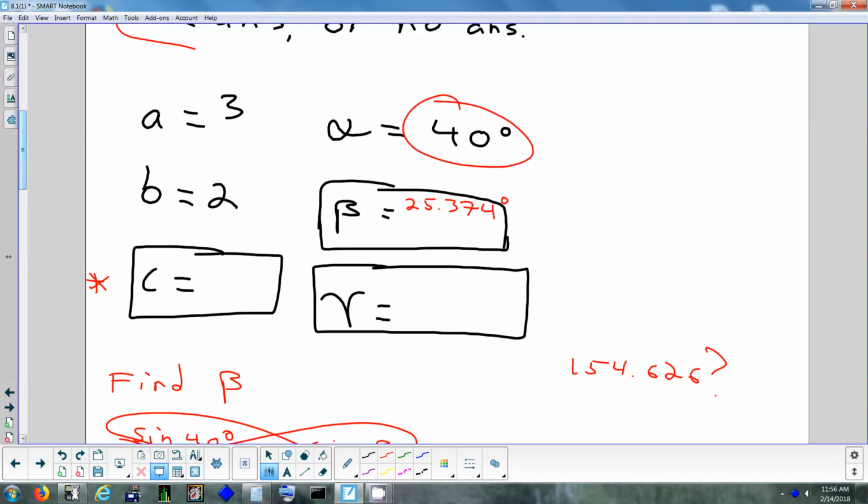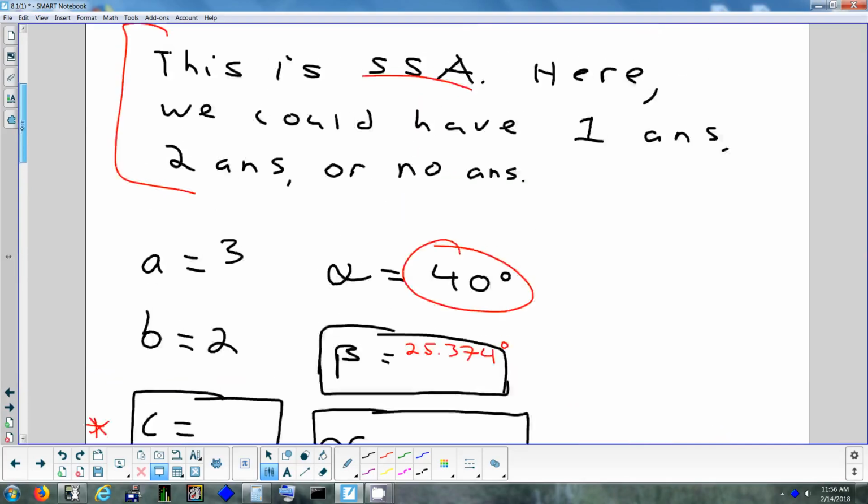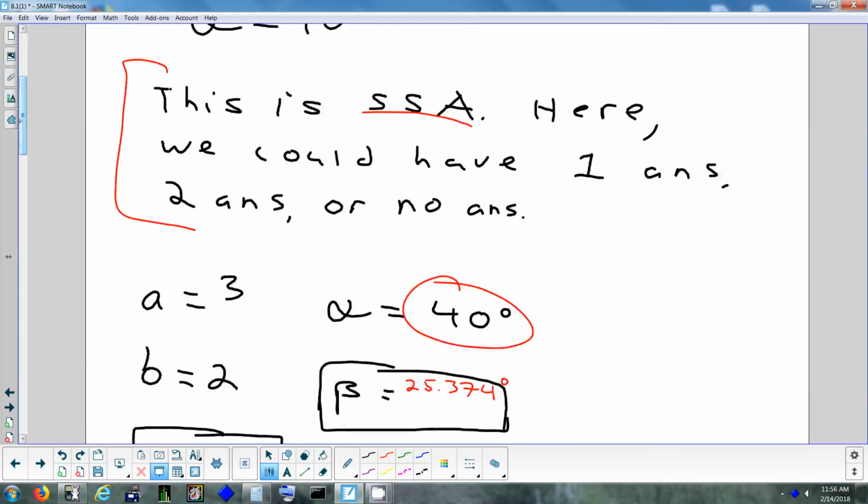Are we going to know it's two answers, or are you going to put down that this is two answers? He's not going to do that. It's right there on the test anyway. You have to know that if you're solving a side-side-angle problem, that's where you check for the second answer.